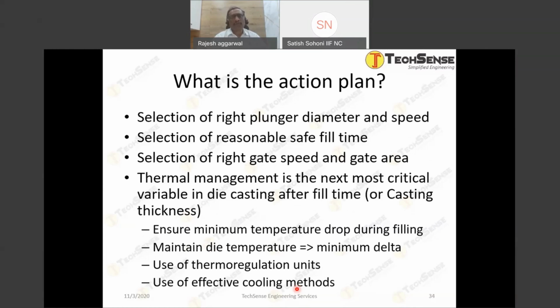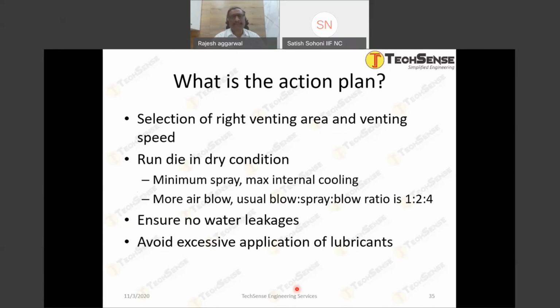So what should we do? We should select the right plunger diameter, speed, fill time, right gate speed, gate area, venting area. And after doing all these, thermal management becomes the next most critical part. So we should avoid the temperature drop during filling, maintain the right temperature, minimum delta, use thermoregulation units, use effective cooling methods. We will elaborate a little more on this as we go along the presentation for the hot defects. So: right venting area, dry condition of the die, no water leakages, no excessive lubricants.